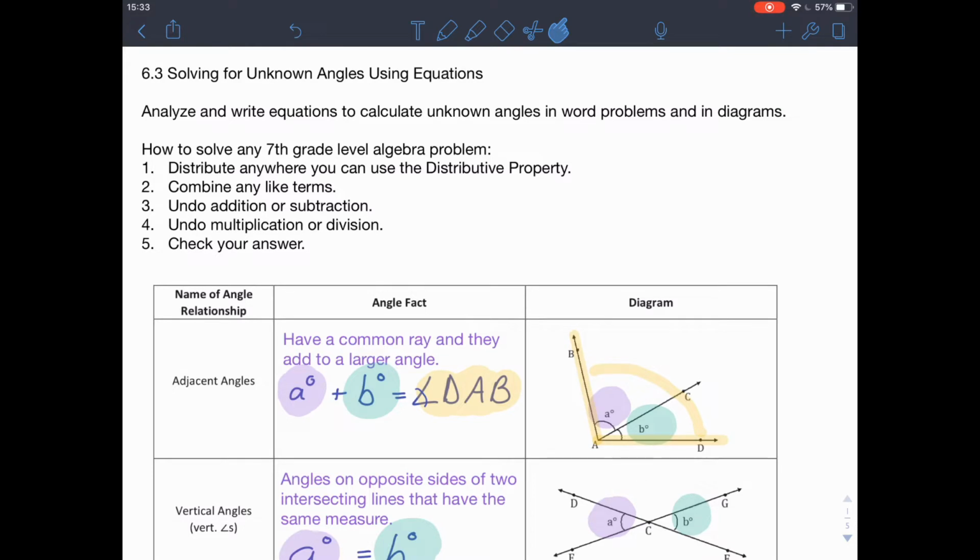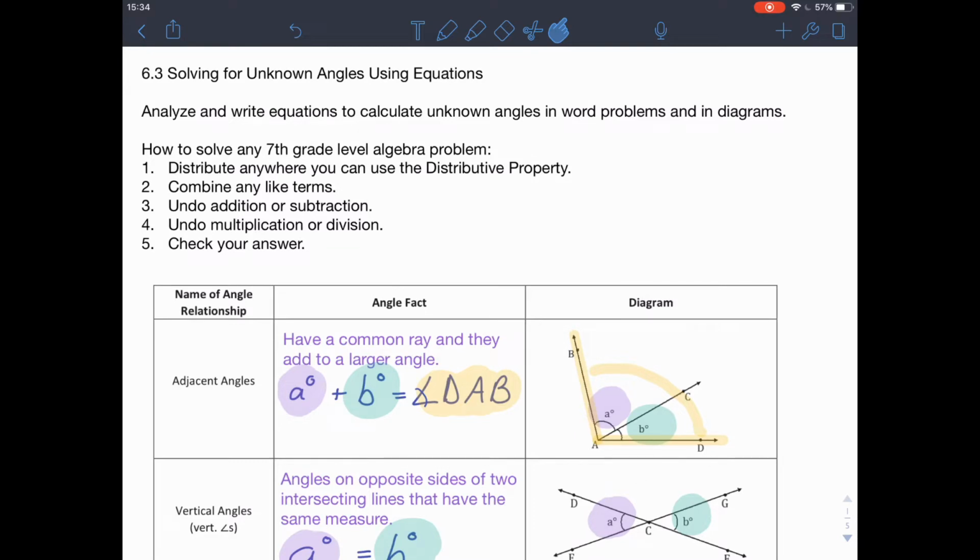Our learning goal is to make sure we can analyze and write equations to calculate unknown angles in word problems and in diagrams. This will help us to master Standard 7.G.B.5: use facts about supplementary, complementary, vertical, and adjacent angles in a multi-step problem to write and solve simple equations for an unknown angle in a figure.